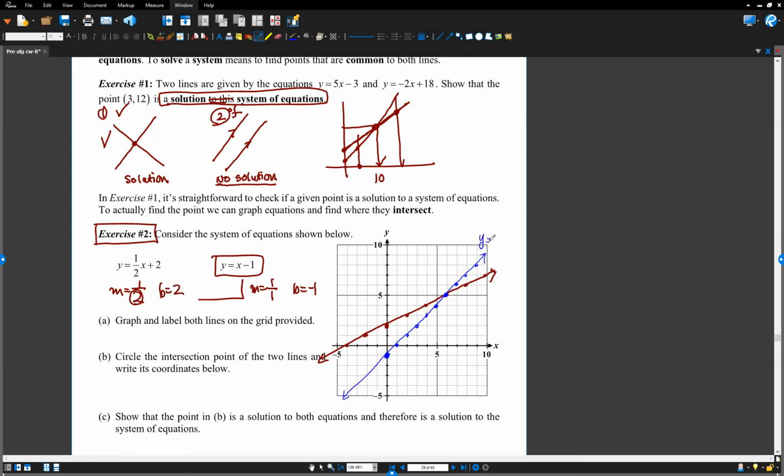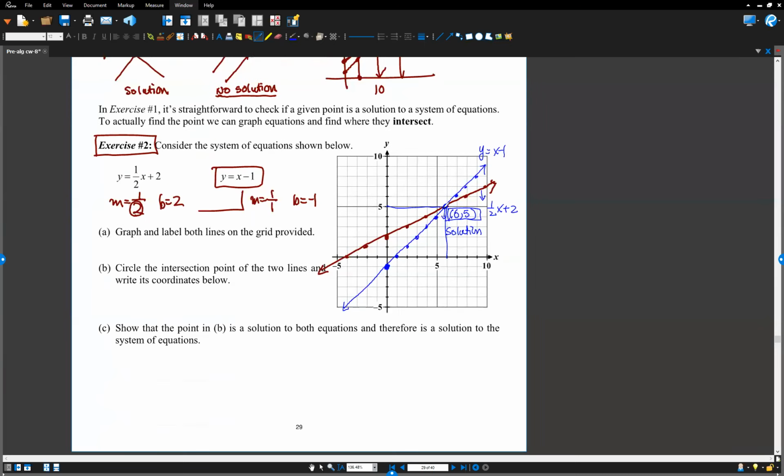This graph is y equals x minus 1. The other graph is y equals 1/2 x plus 2. Where is the solution? The intersection is called the solution. What is the solution? When x is 6, y is 5. That's the solution coordinate. Okay? Yeah, that's the solution.